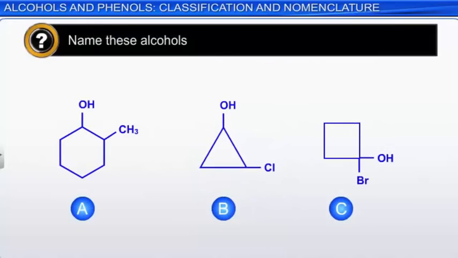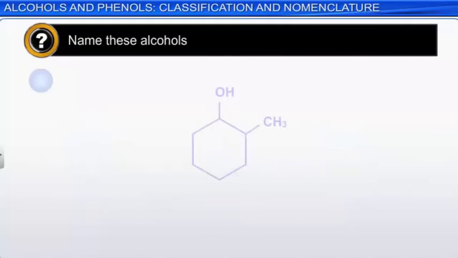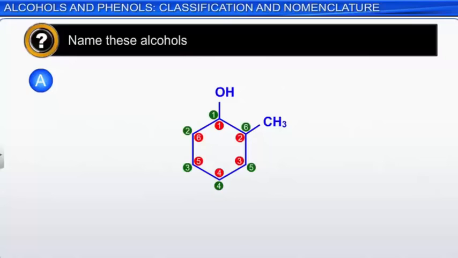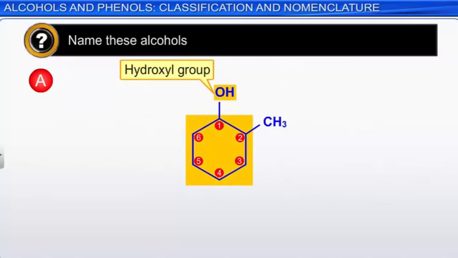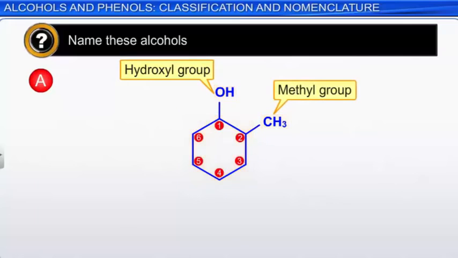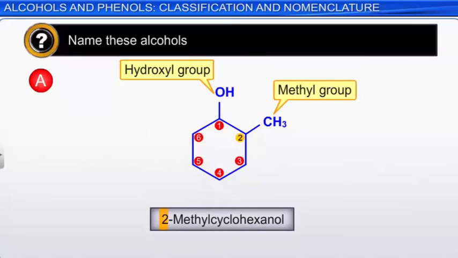Practice is essential to mastering organic nomenclature. Can you name these alcohols? Remember that the location of the hydroxyl group is considered to be carbon 1, so start counting there. If there is a choice of numbers, count to get the lower numbers for substituents. So, molecule A contains a 6-member carbon ring with a hydroxyl group and a methyl group. Molecule A is 2-methyl-cyclohexanol, not 6-methyl-cyclohexanol.